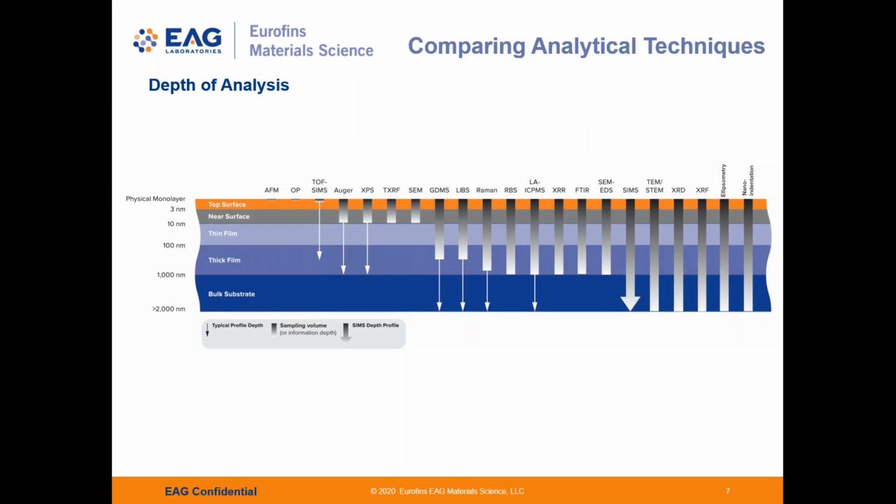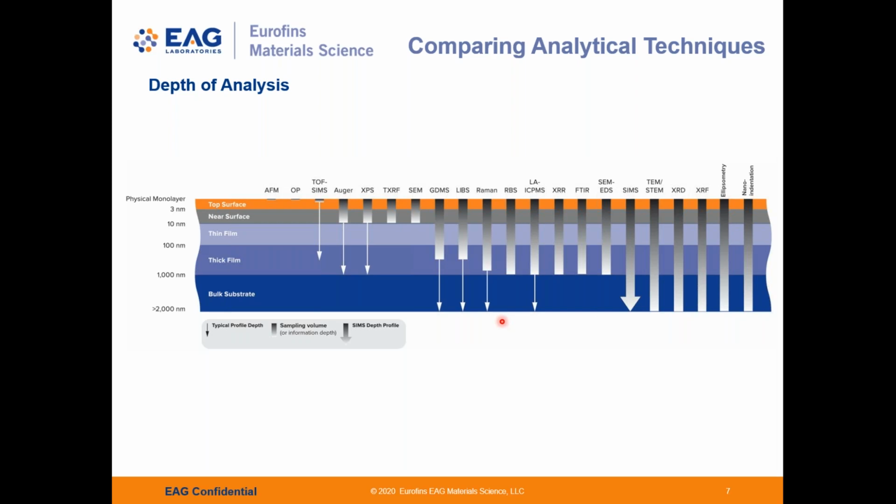This figure shows approximately the measurement depth of various techniques. As can be seen from the chart, the idea of a surface analysis has a somewhat different meaning depending on the technique being used. RBS is located in the middle of the chart, right here. For RBS, the measurement depth is typically the top micron or so of a sample film.